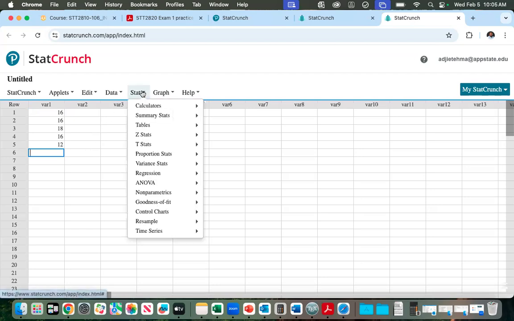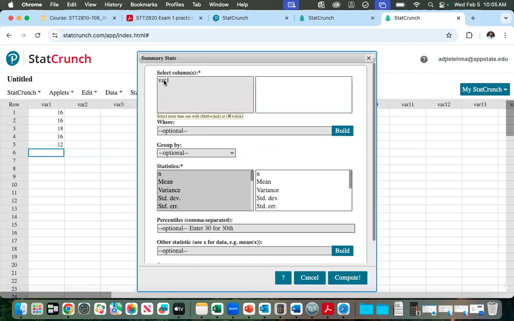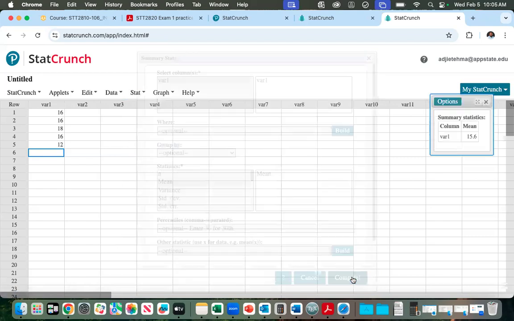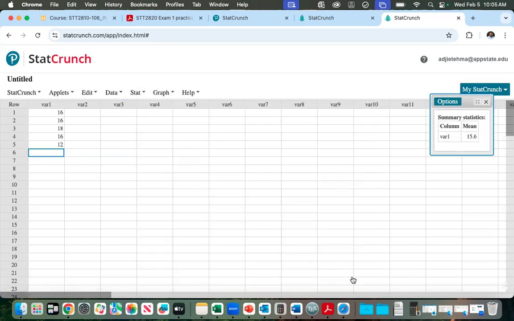So we go to stat, summary stats, and then columns. We hit var1 because that is where I inputted my numbers. And then what do I want? I just want the mean. I hit compute. So the mean is what? 15.6.